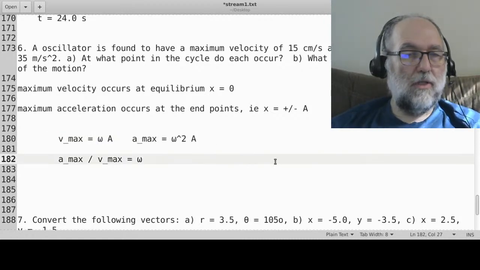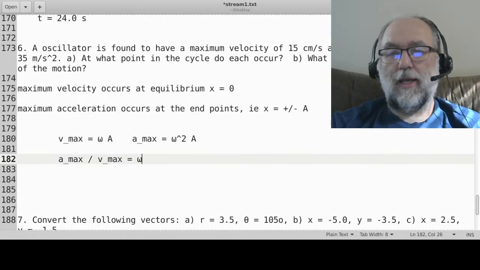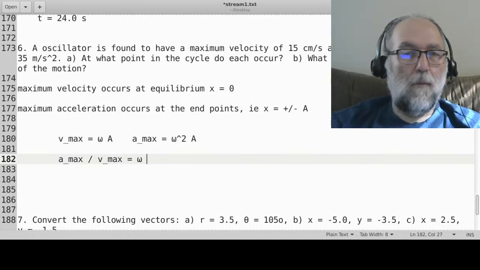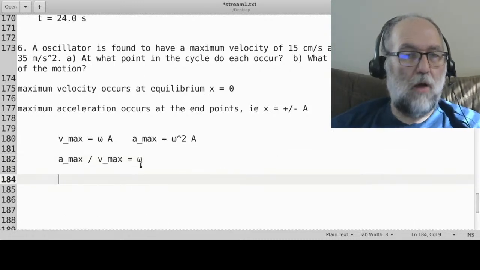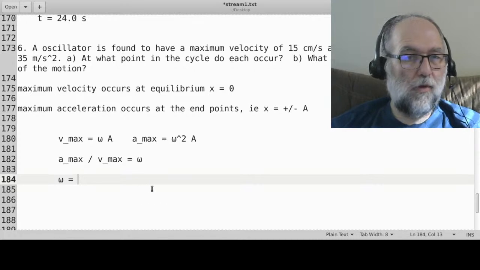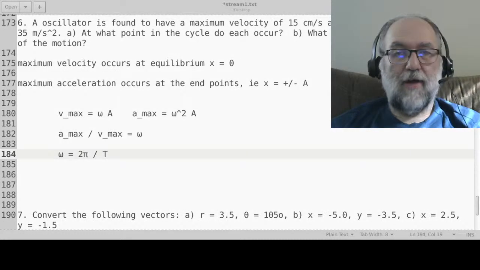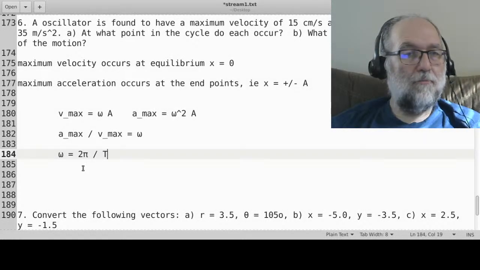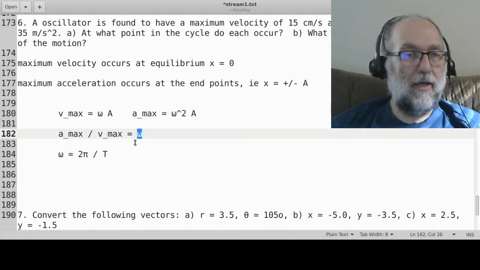Now, you say, well, I didn't ask you for omega. I asked you for the period. I know, but there's another formula. You should always remember that the definition of omega is basically 2 pi over the period. Let me cut and paste that like that. 2 pi divided by the period. So, once you get omega, you can use this formula to get the period.